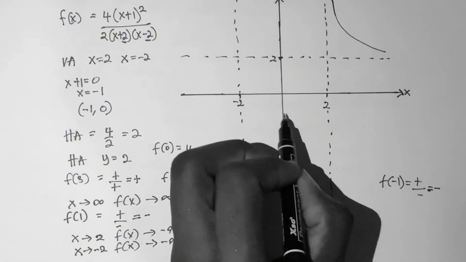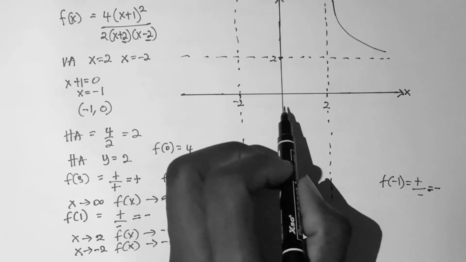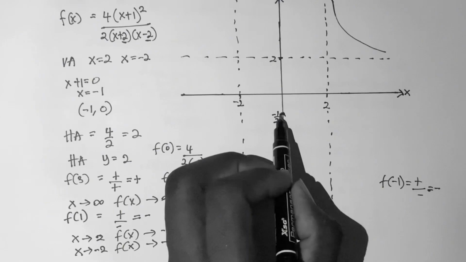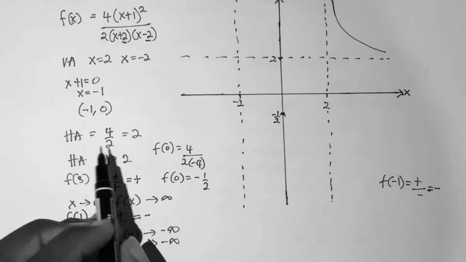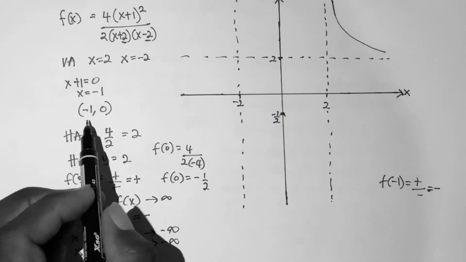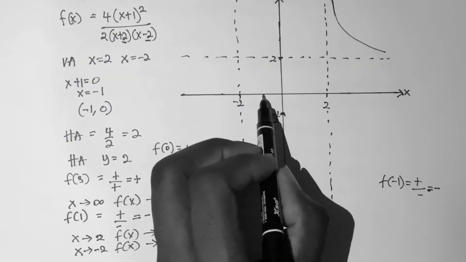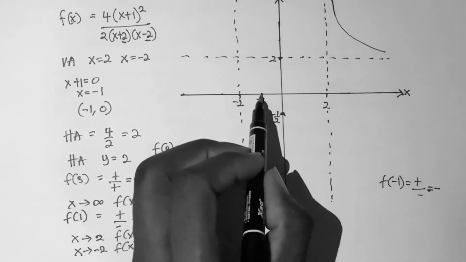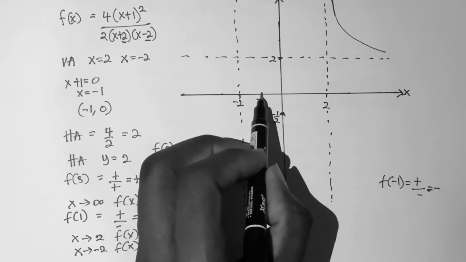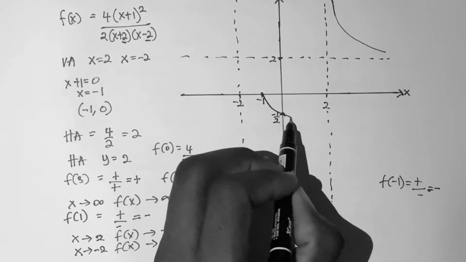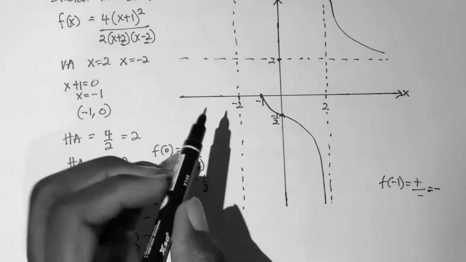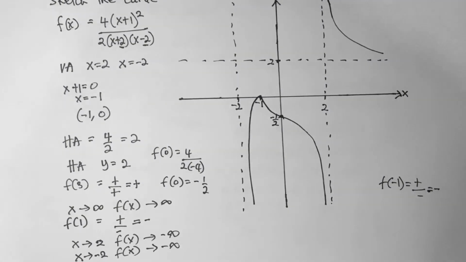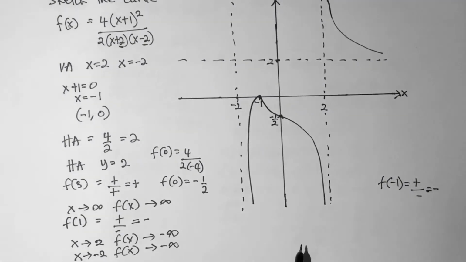So the y-intercept is somewhere here. Let's assume here is minus 1 over 2. So here's our y-intercept. However, we have a turning point at minus 1 and 0. So assume here is minus 1. So here's the turning point. So the nature of the curve will look like this. So this is the nature of the curve in this region.